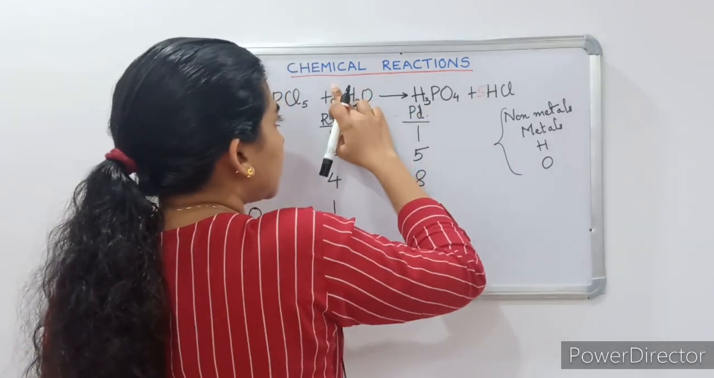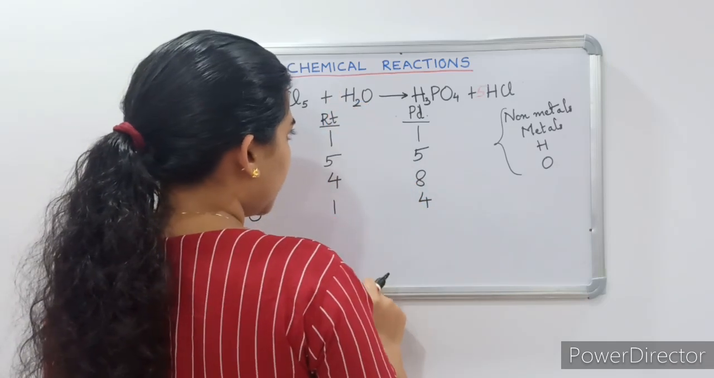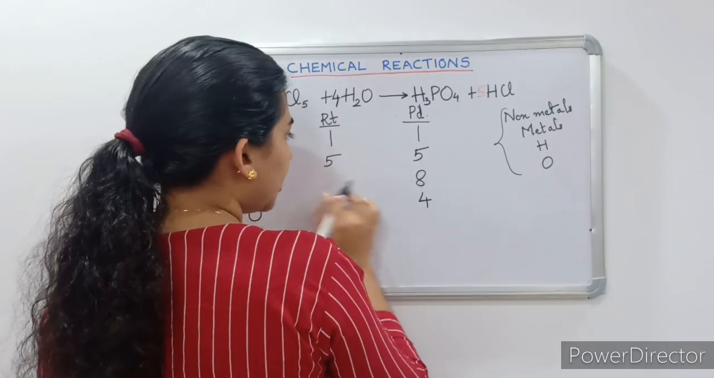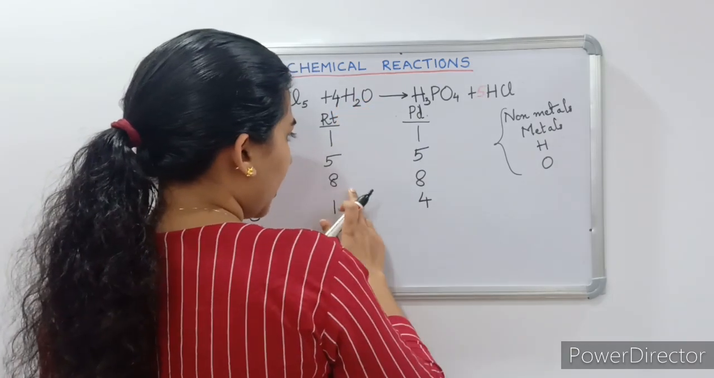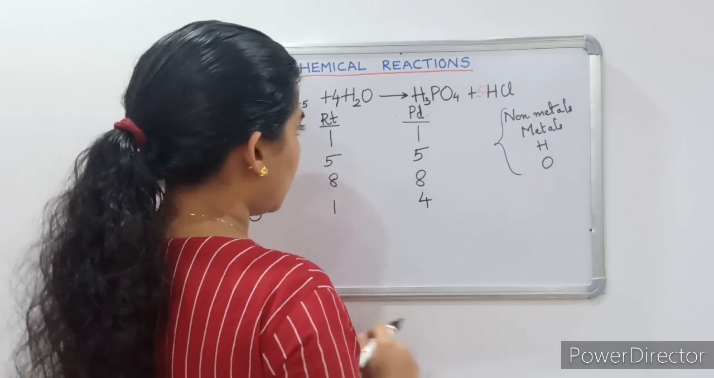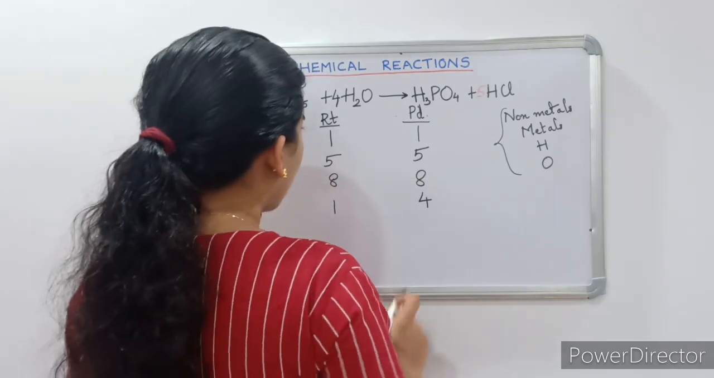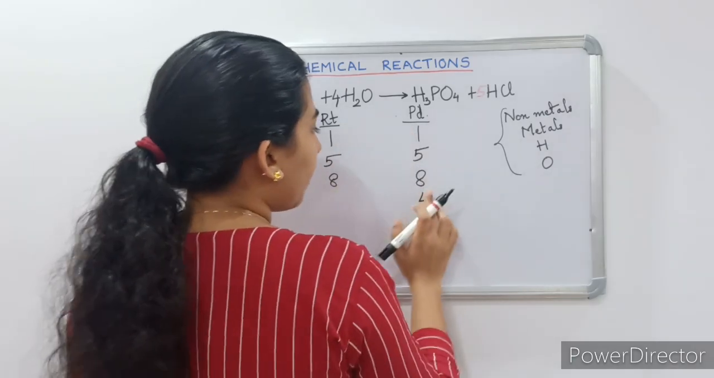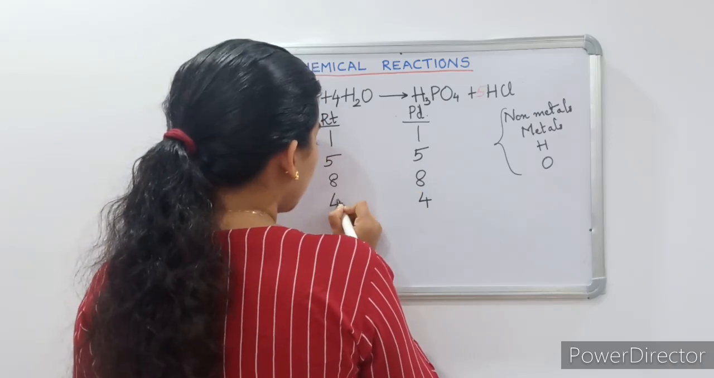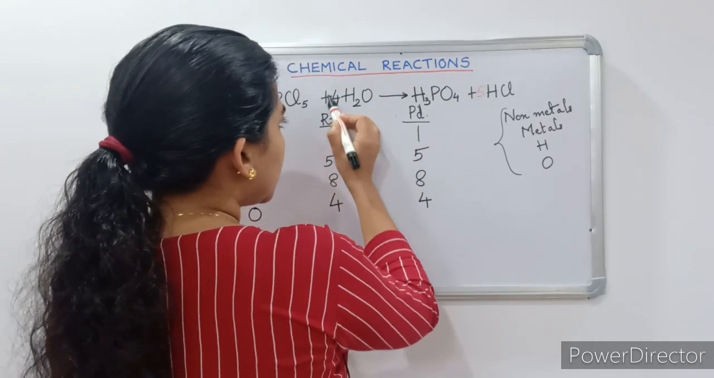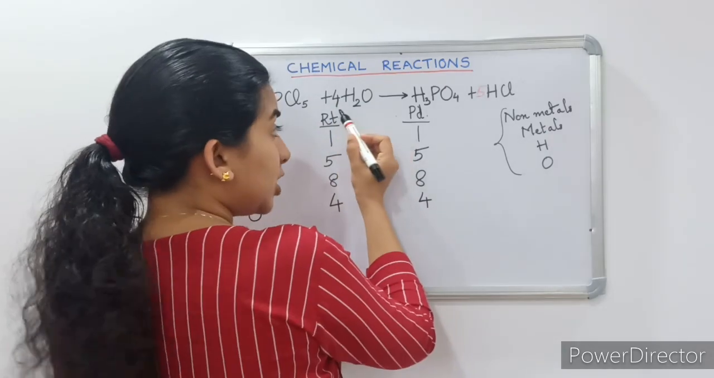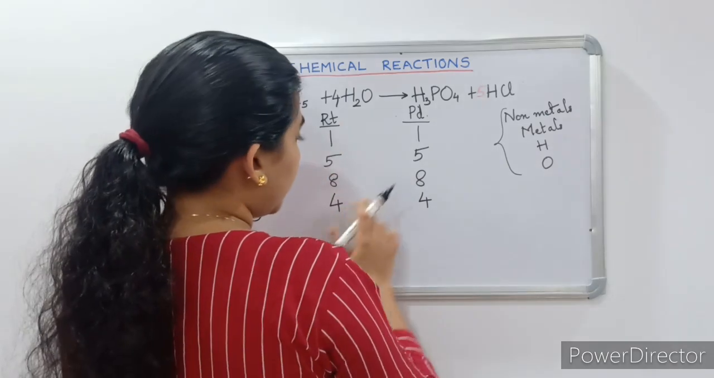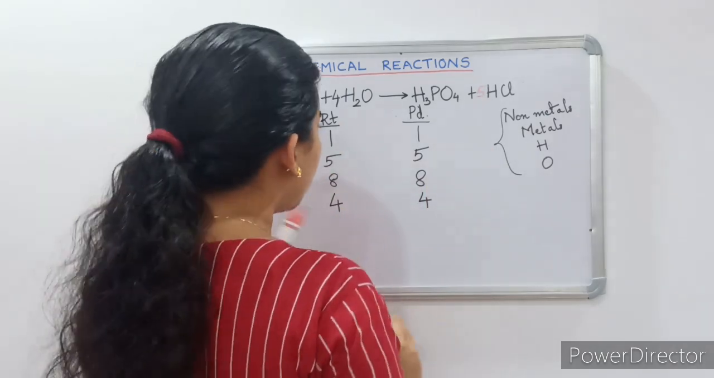Okay. So 2 is not the correct coefficient here. Here the correct coefficient is 4. 4 into 2, 8. 8, 8. So hydrogen is also balanced. Now, next consider oxygen. Oxygen here is 4 in the reactant side and 4 in the product side. I have told you before that this 4 is effective for both hydrogen and oxygen. So 4 in the reactant side and 4 in the product side.